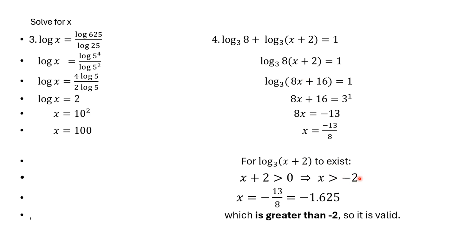Right, so greater than negative 2 is not negative 3, please, and not negative 4. It's actually negative 1, 0, 1, 2 going up. Right, so if we simplify minus 13 over 8, that equals minus 1,625. And minus 1,625 is actually greater than negative 2. So therefore that answer is valid. All right, let's go to number 5.